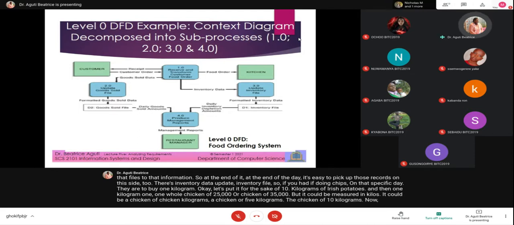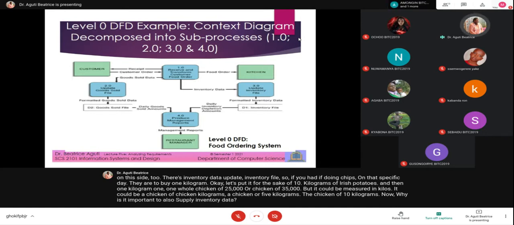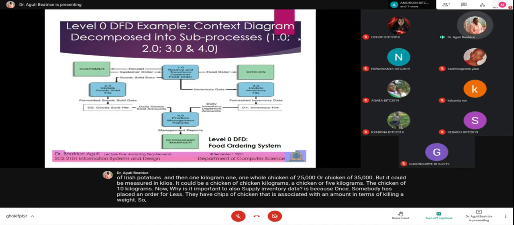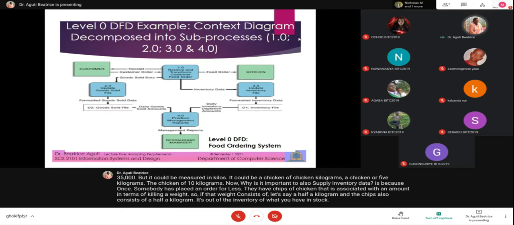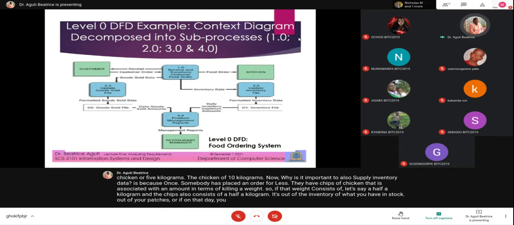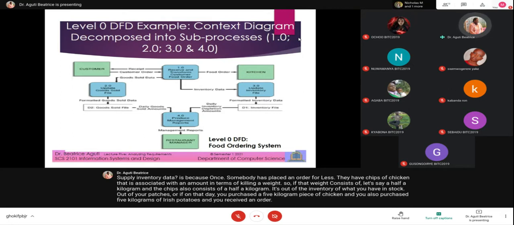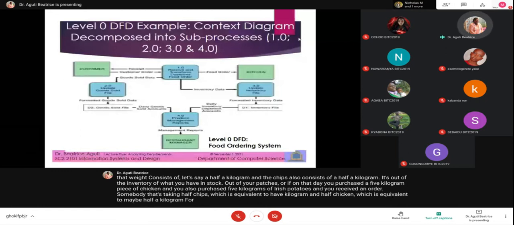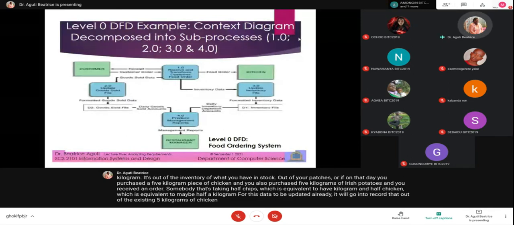Now, why is it important to also supply inventory data? It's because once somebody has placed an order for, let's say, half chips, half chicken, that is associated with an amount in terms of weight. So if that weight consists of half a kilogram, and the chips also consist of half a kilogram, it means out of the inventory of what you have in stock, out of your purchase, if on that day you purchased 5 kilograms of chicken, and you also purchased 5 kilograms of Irish potatoes, and you received an order, somebody has taken half chips, which is equivalent to half a kilogram, and half chicken, which is equivalent to maybe half a kilogram. For this data to be updated, it will go into record that out of the existing 5 kilograms of chicken, already half a kilogram has been eaten.